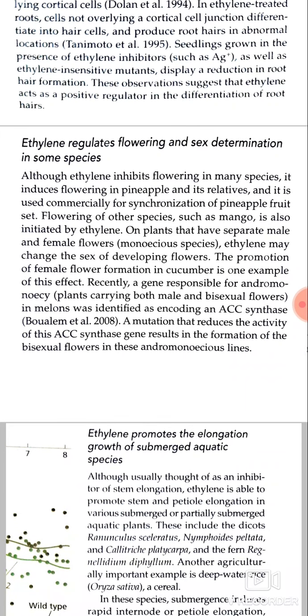Ethylene regulates flowering and sex determination in some species. Although ethylene inhibits flowering in many species, it induces flowering in pineapple and its relatives, and it is used commercially for synchronization of pineapple fruit set. Flowering of other species such as mango is also initiated by ethylene. In plants that have separate male and female flowers, ethylene may change the sex of developing flowers. The promotion of female flower formation in cucumber is one example of this effect.